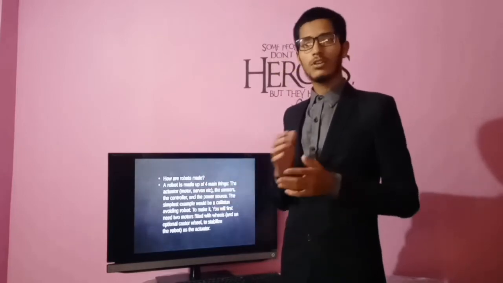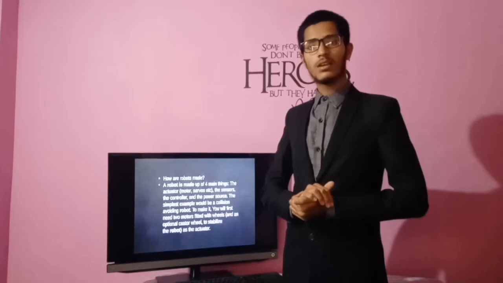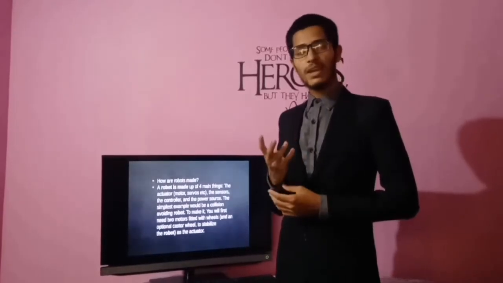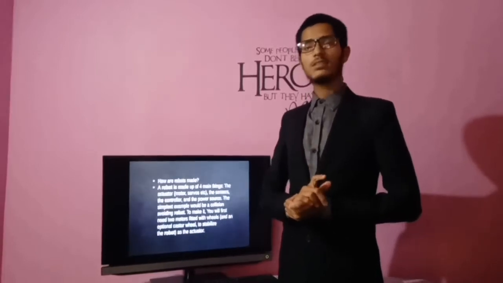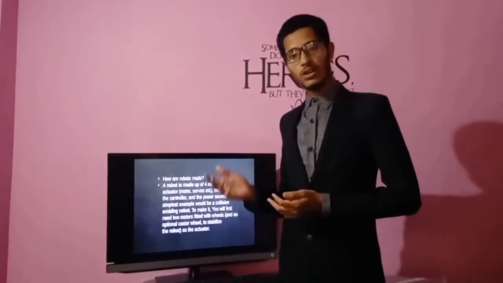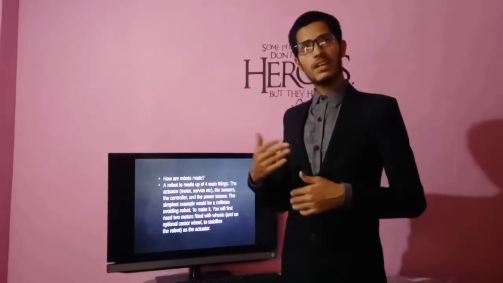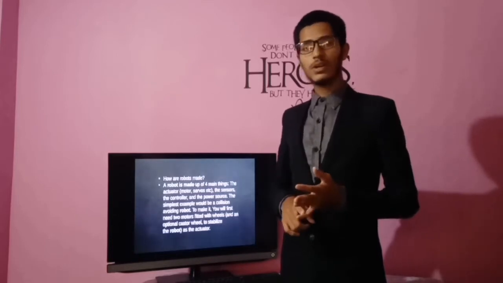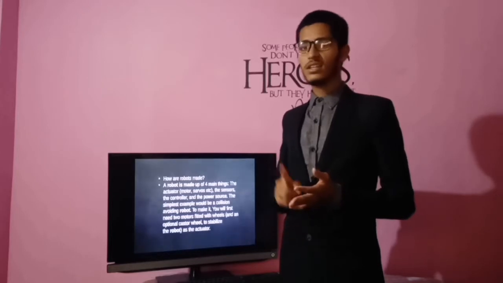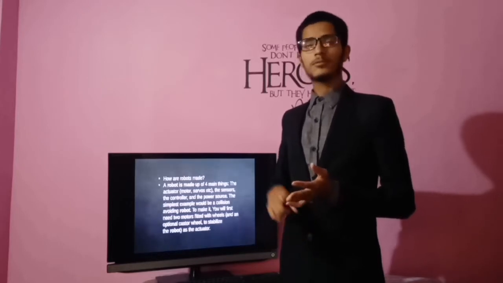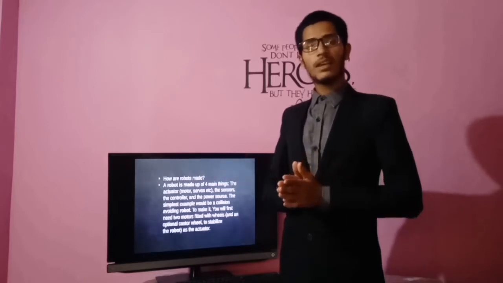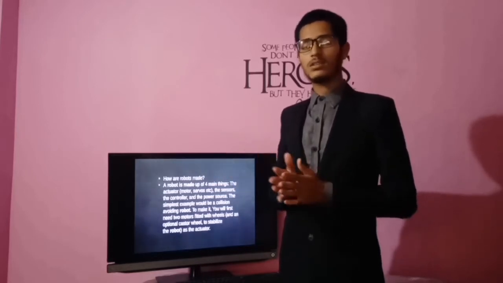So, how are robots made? The robot is made upon four main things. First is the actuator, that is motor or servo motors. And there are many different types of actuators, such as hydraulic actuators, pneumatic actuators, electrical actuators, and different types of actuators. The second one is the sensors.